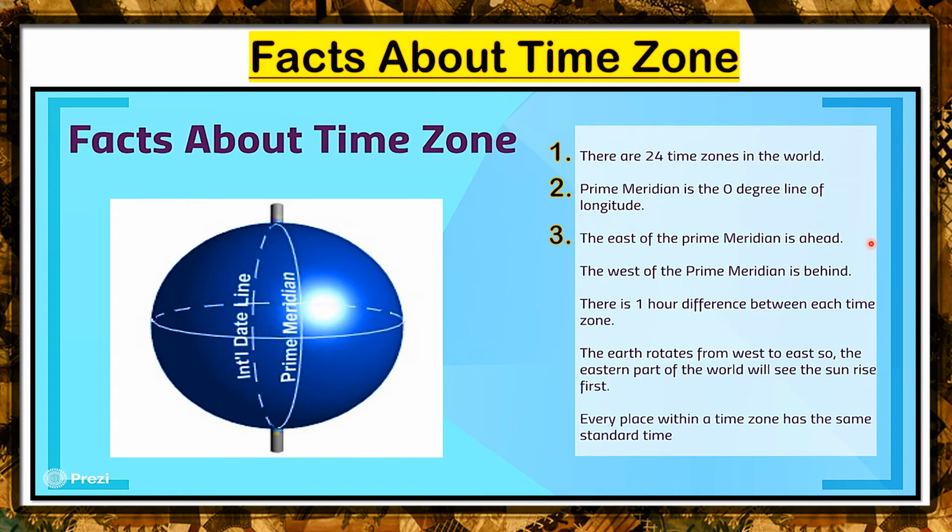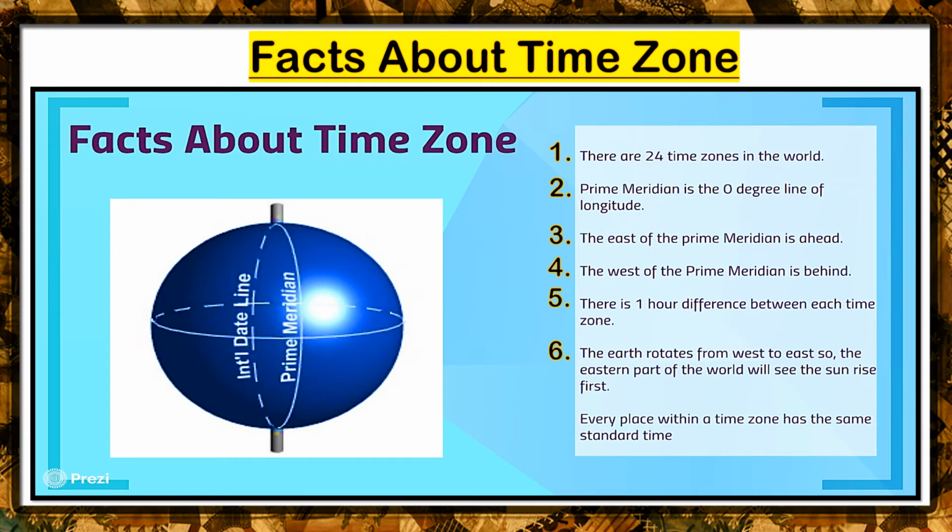Let's say in Asia, which is the eastern part of the earth, it is November 2nd. It means in the western part of the earth it is November 1st. Number four, the west of the prime meridian is behind, okay? Because I told you already in our discussion that the sun rises on the eastern part of the earth. So it means the sun will shine later on that part of the earth. Number five, there is a 1 hour difference between each time zone. So one line of longitude or one grid line is equivalent to 1 hour.